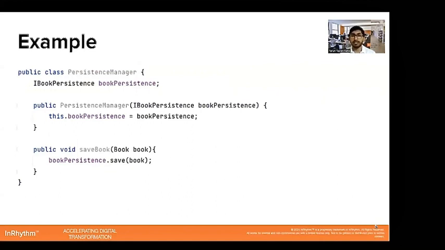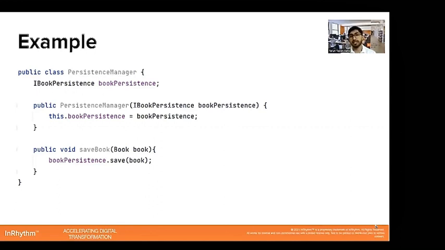You see that persistence manager has one property or dependency here, IBookPersistence. Now we are initializing the persistence via the constructor, and hence we are setting this up, right? Now what happens here? Now you see, the persistence manager will act as per how we initialize it.